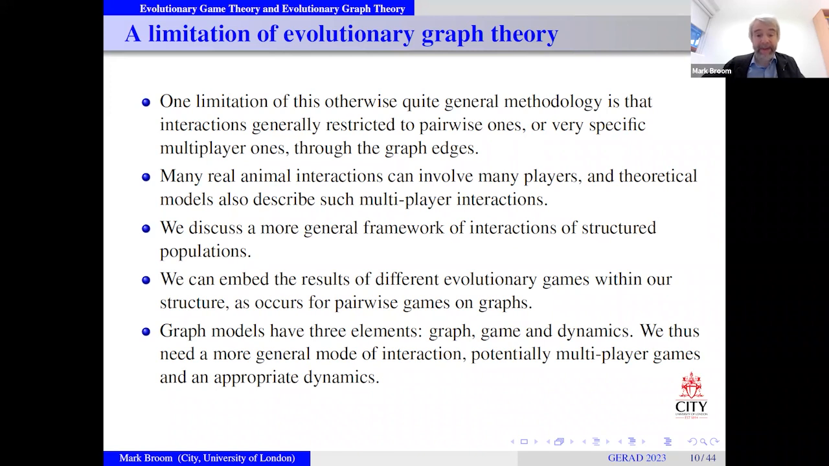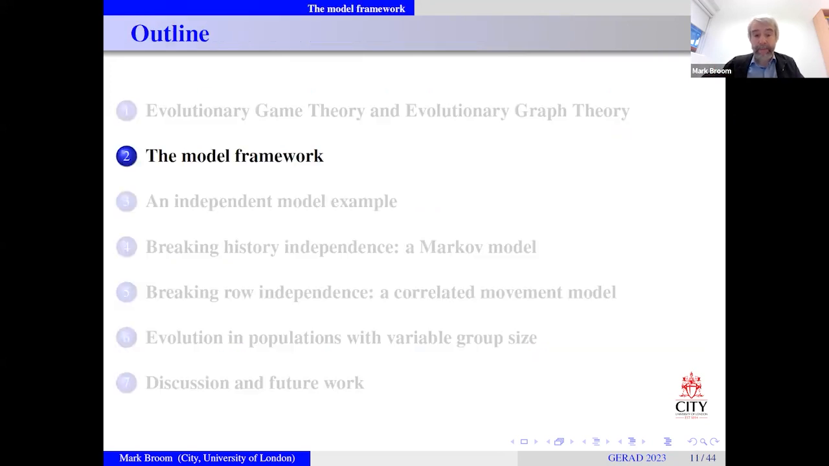So the graph models had those three components: graph, game, and dynamics. We've got the same kind of idea, but this time it's not a graph, it's a more complicated structure, though the games can still be very similar. The dynamics actually turn out to be rather similar as well. So here's the framework.